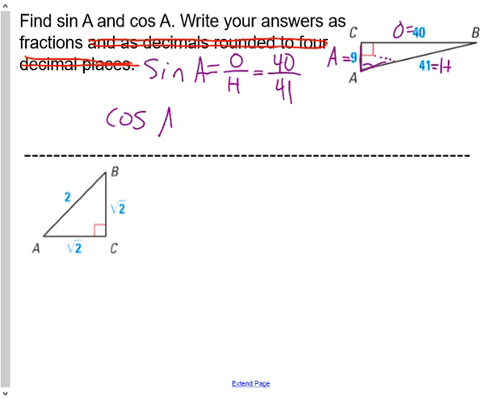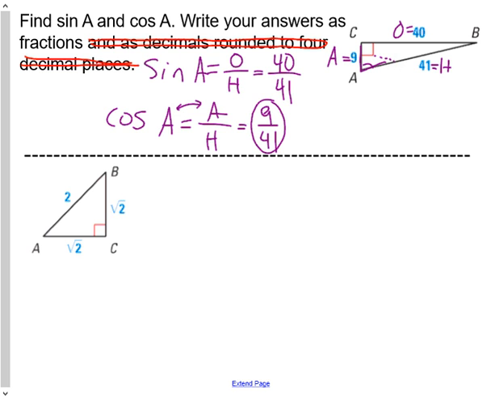40 over 41. Cosine of A uses adjacent and hypotenuse. And again, cosine, CAH, it's always A over H. But these two A's are not related. Okay? So adjacent is 9. Hypotenuse is, again, the same as our first one, 41.